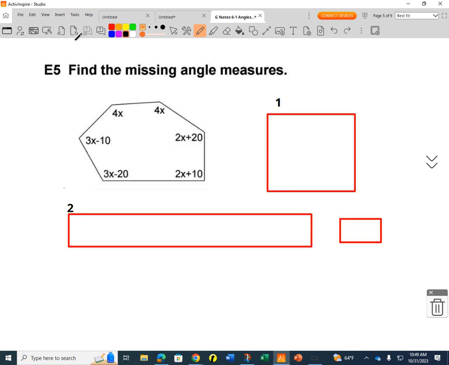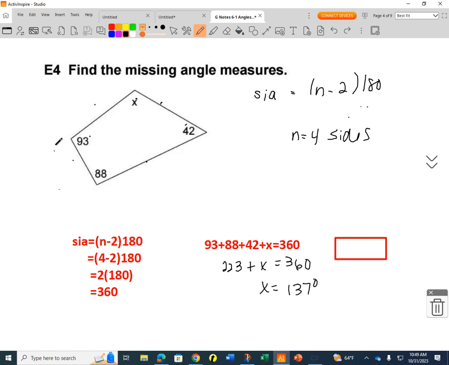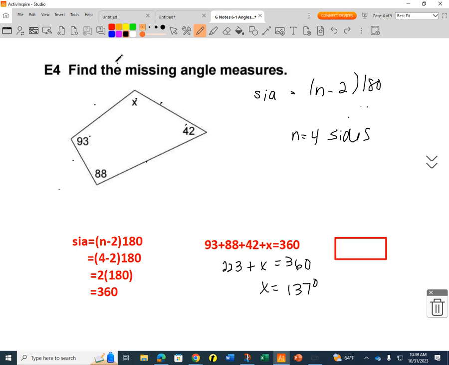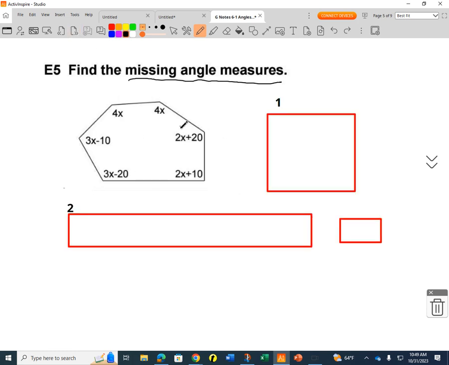All right. Find the missing angle measures. So same thing here. I mean, this doesn't look like the same problem, but in essence, it is very similar. We want to find the missing angle measure. In this case, though, we got to find what x is first. We're going to find x basically the same way we found x here. But then once we find x, we have to plug into each one of these expressions that represents the angle measures. So first we're going to use our sum of the interior angles, which remember is n minus 2 times 180.